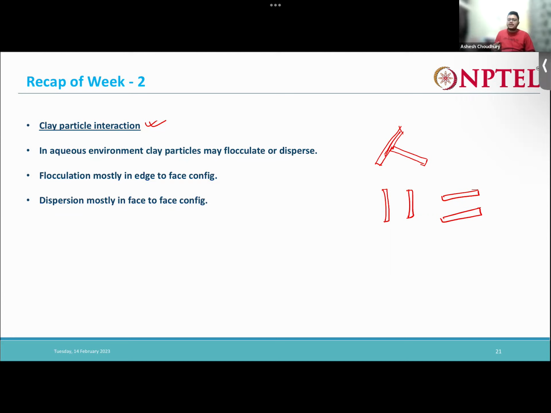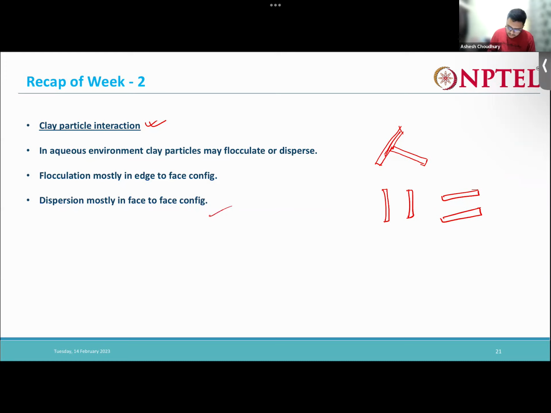When will the particles flocculate? When in an aqueous solution, if the coming nearer of two particles reduces the potential energy of the system, then they will flocculate. And if the potential energy of the system reduces when they move away from each other, it will disperse.